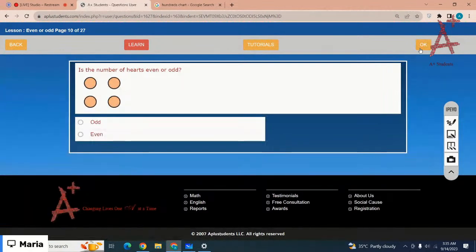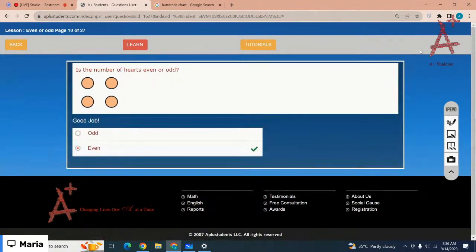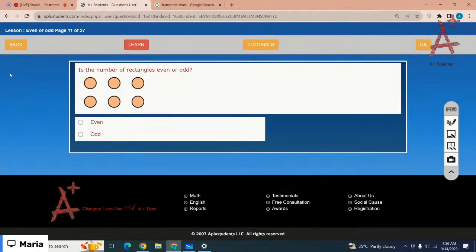Is the number of hearts even or odd? Even, right? When you make pairs, you are left with no extra hearts, so they are even, right? Okay, you can complete the lesson by yourself later today.